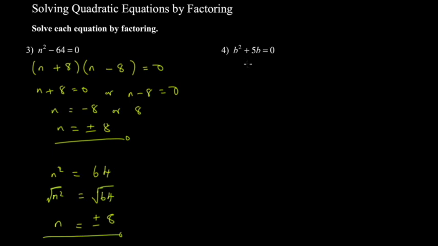Okay, so for this one, b squared plus 5b equal to 0, the first thing that you investigate is, is there a common factor before I even do anything. So obviously the common factor is b here. So b into b squared gives you b, and b into 5b gives you 5, equal to 0. So for this one, the multipliers, one of them must be 0. Okay, either b is 0, or b plus 5, the multiplier, must be 0.